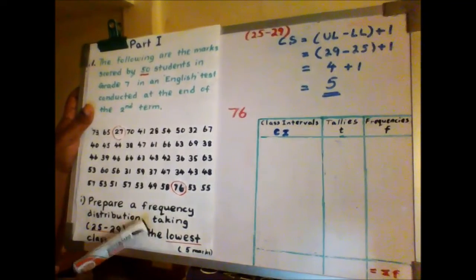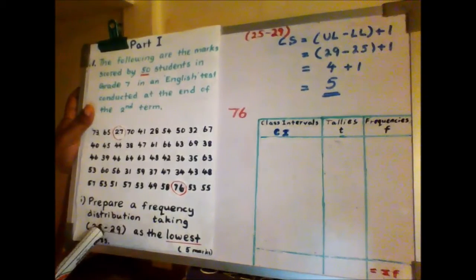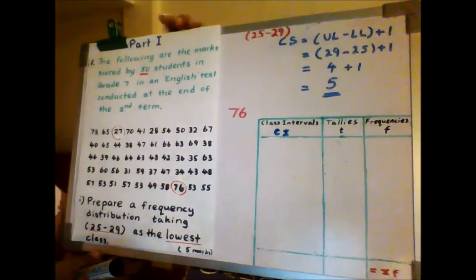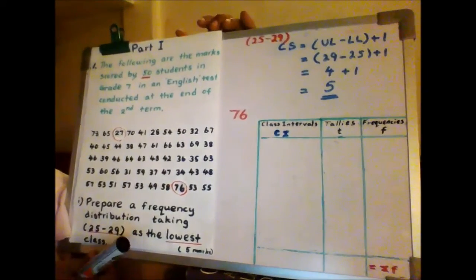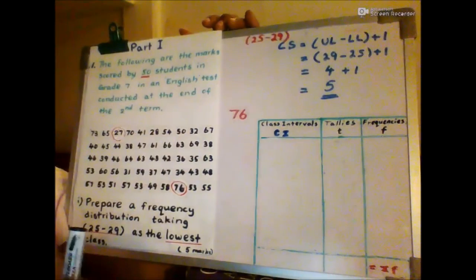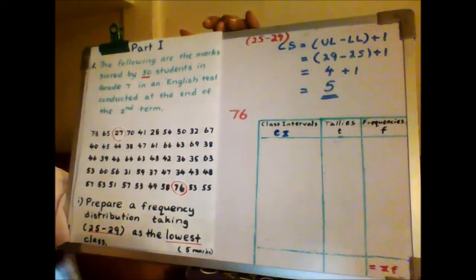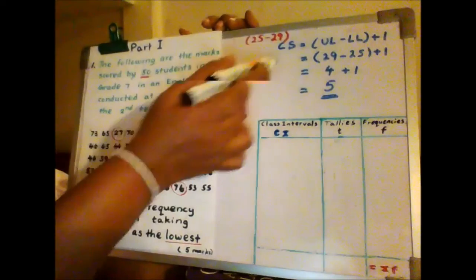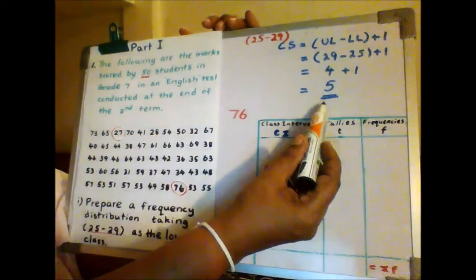We have to prepare the distribution taking 25 to 29 as the lowest class. So you know how to get this. First we have to find the class size using the correct formula. Since there are row limits, we have used this one. The class size is 5.